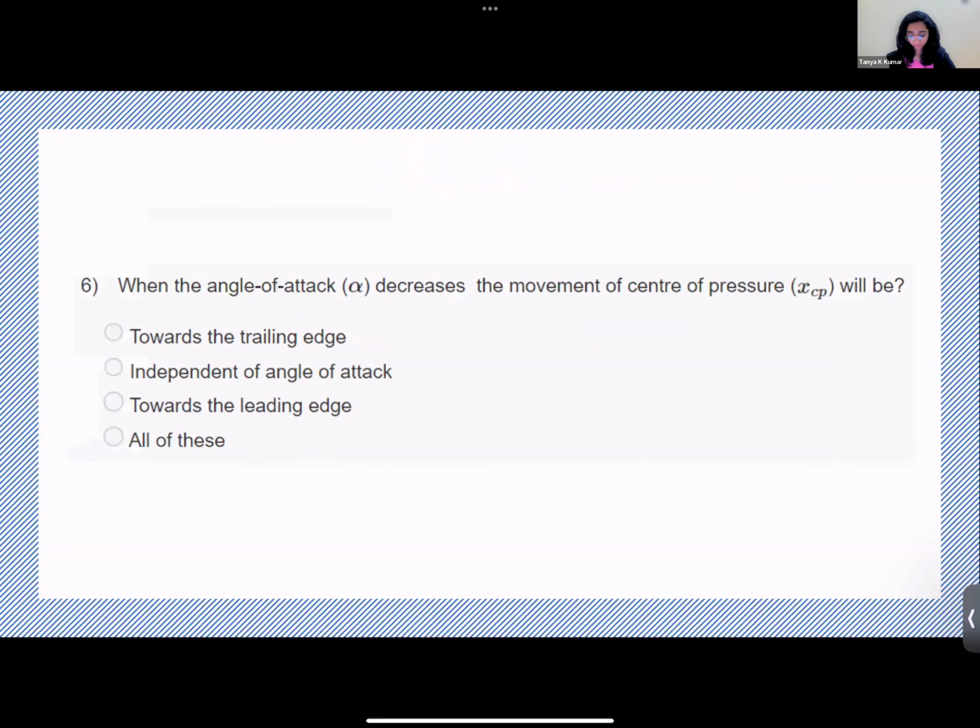Now, this was a question that we had seen multiple times in the last 2 weeks, but nobody really came up with answers. I'll just discuss this. We've been delaying this for a while now. When the angle of attack decreases, the center of pressure will move towards the trailing edge. This was the right answer. And I'd asked for justifications as to why this was true. So let's just have a look at that.